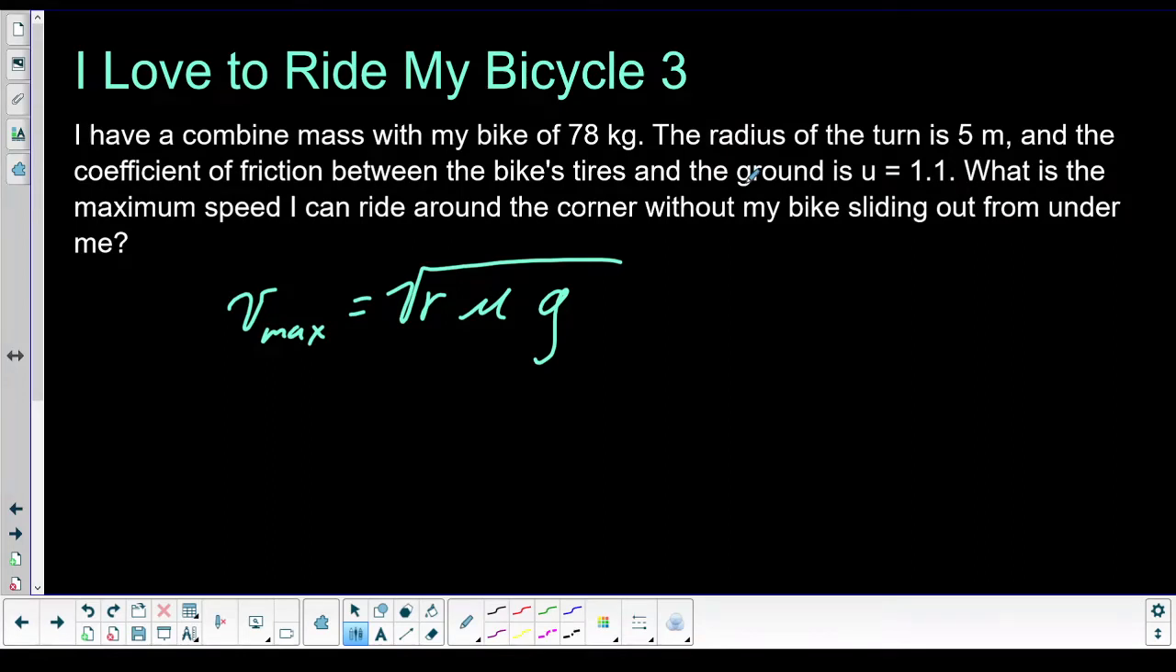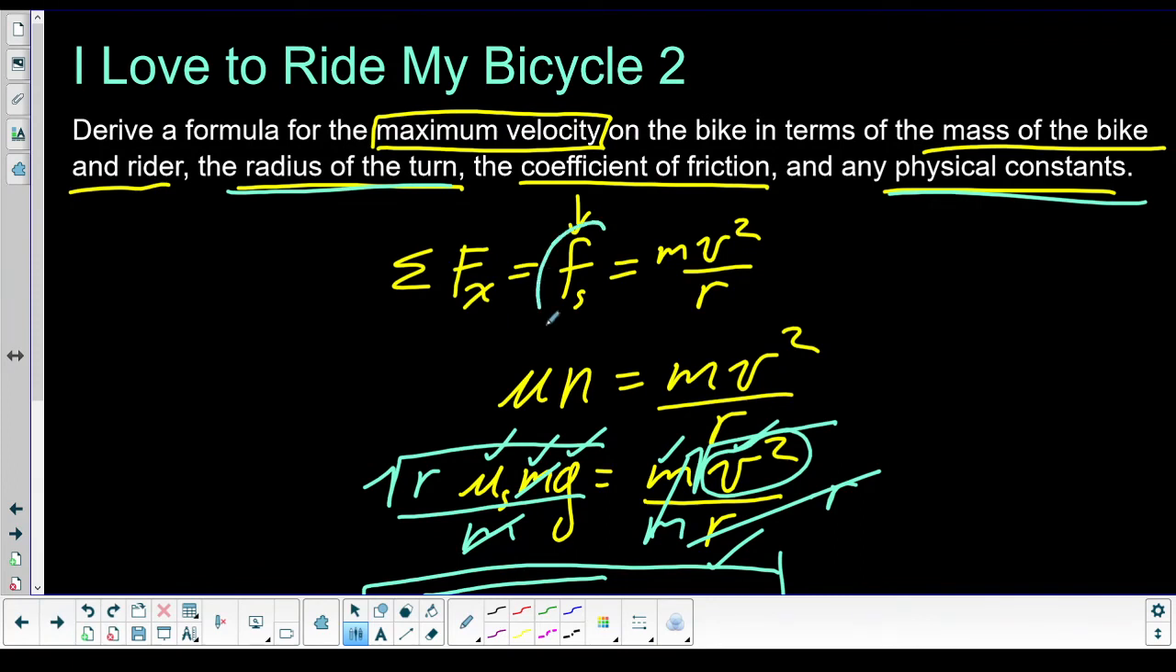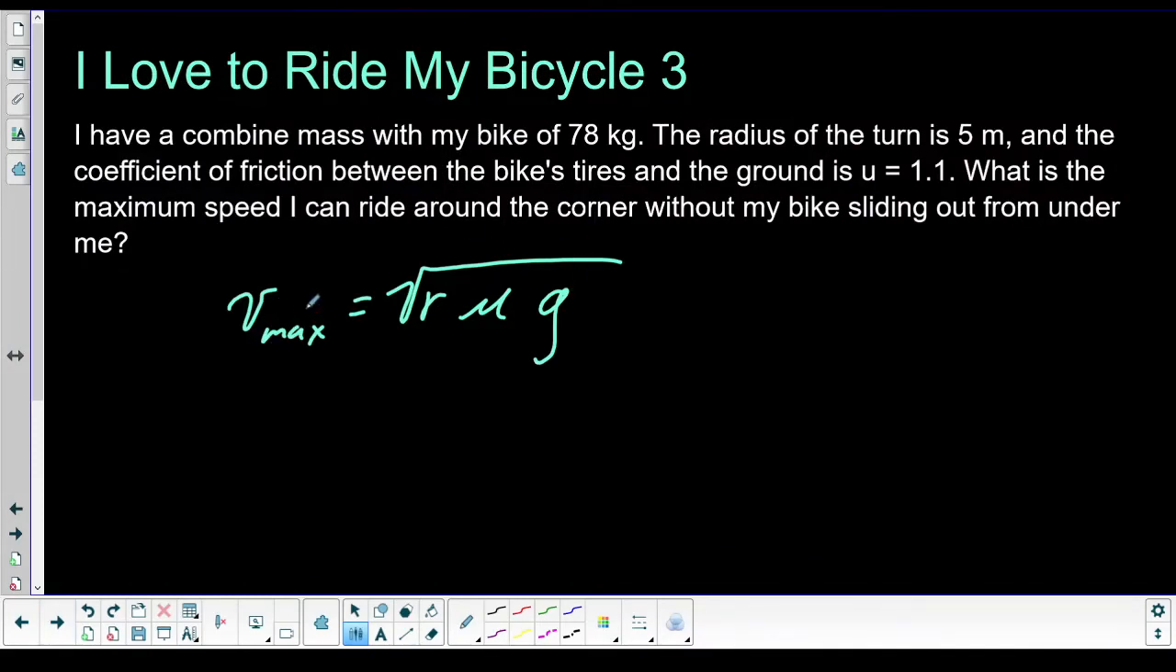What's interesting here, I have a combined mass of 78 kilograms. Mass doesn't show up here because our friction depends on my mass, because it depends on the weight. The more mass I have, the more weight I have. And we also have our mass over here for our centripetal force, and they canceled out. What's very interesting here is my velocity does not depend on my mass. So what that means is my maximum velocity is the same maximum velocity as a really big rider who weighs a lot more than me.